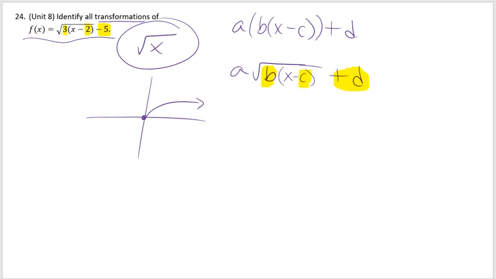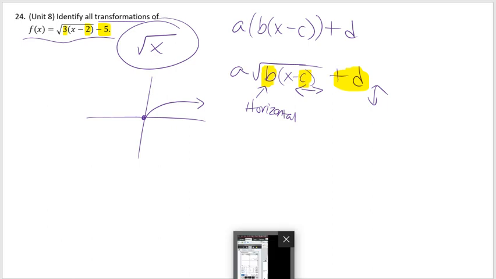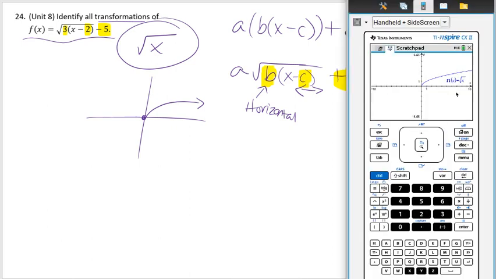And then we talked about the b value being the horizontal change, which is a horizontal stretch or compression. And then the c value is a shifting of left and right, and the d value is the shifting of up and down. So to be precise, your calculator can easily show you what happens with each individual transformation if you type them one at a time.